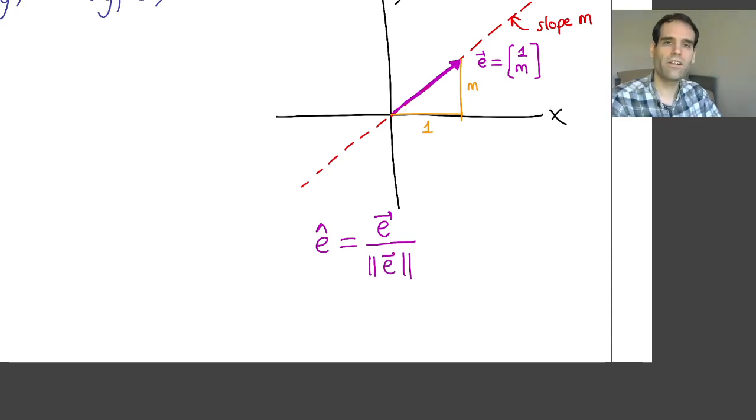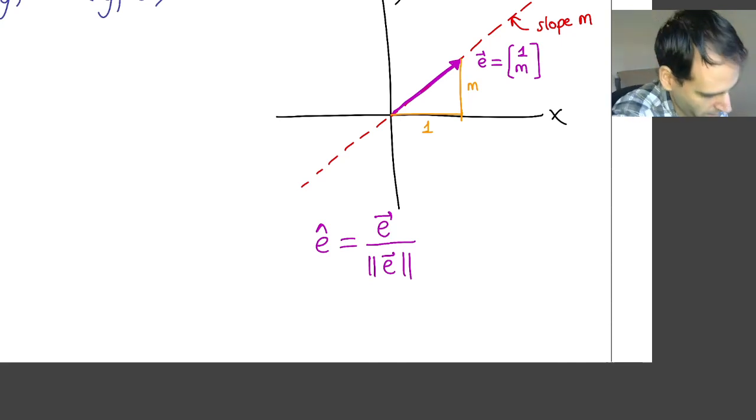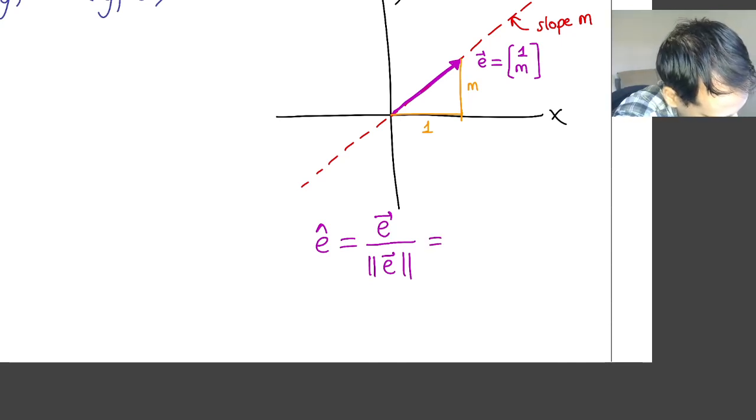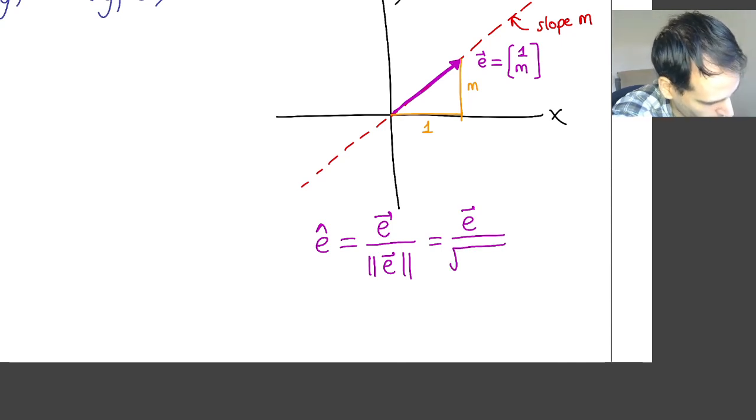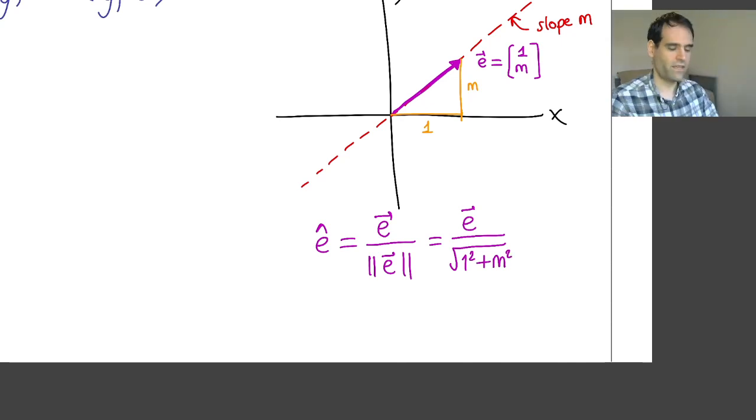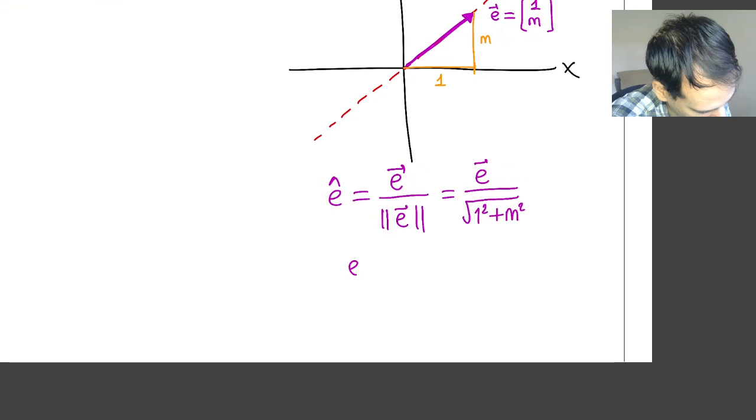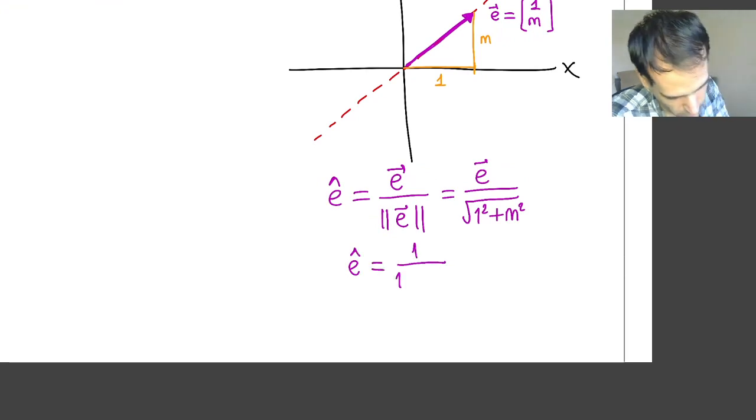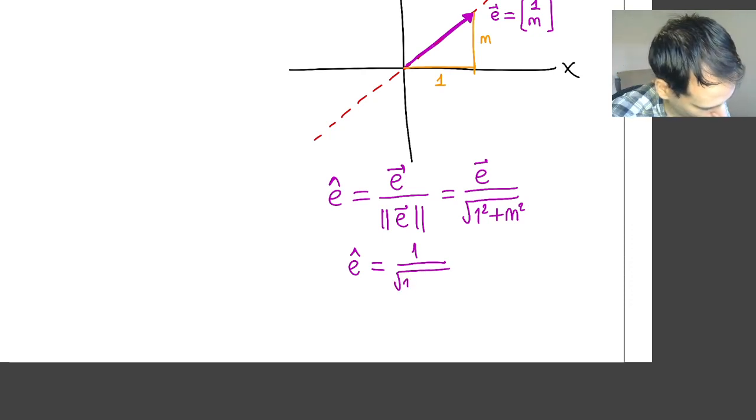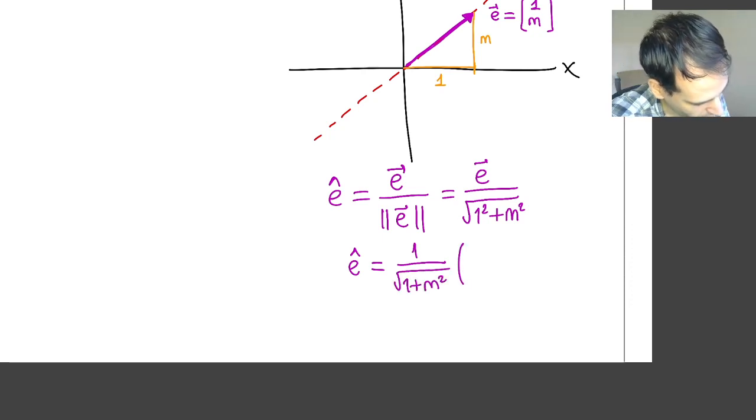Yeah, that's how we normalize a vector. And what's the length? So this will be E divided by the length of E, which is the square root of 1 squared plus m squared. So that's our vector E hat. E hat is equal to 1 divided by the square root of 1 plus m squared times vector E, which is (1, m).